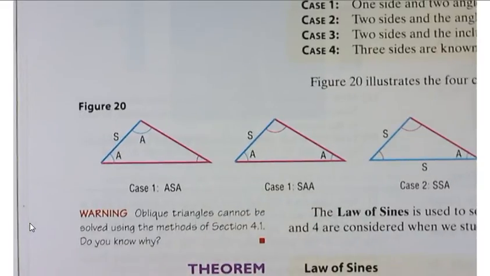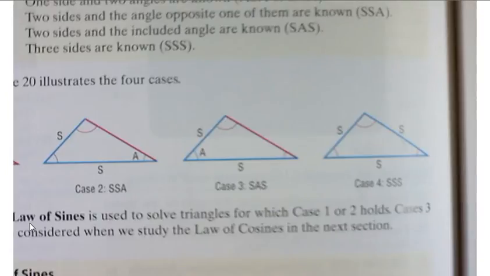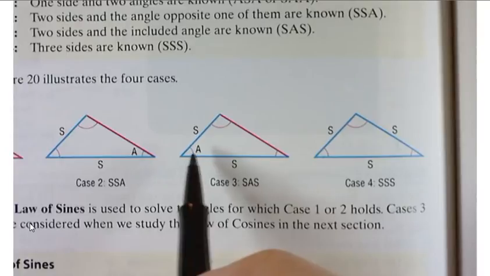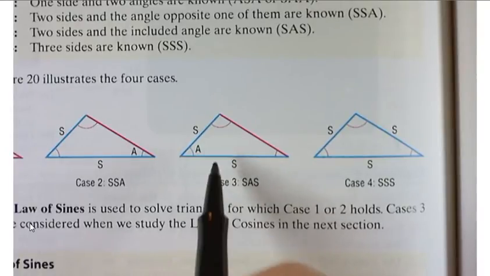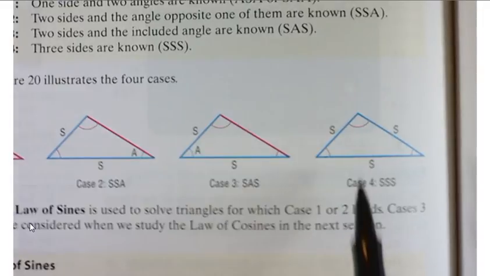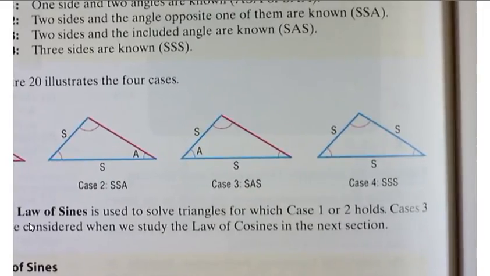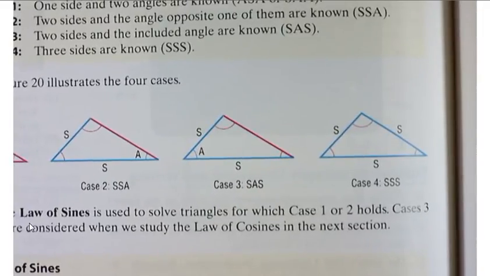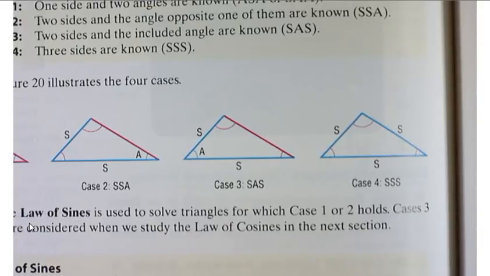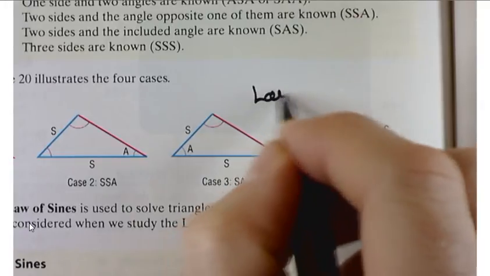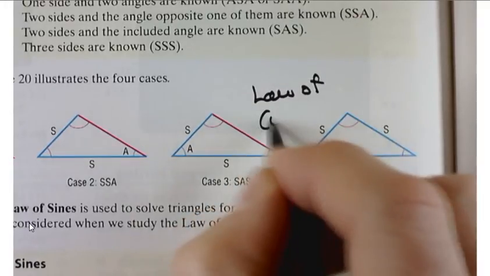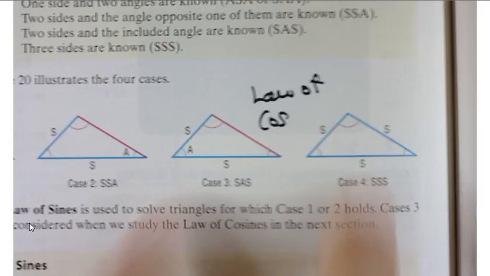But you can't with a side-angle-side type of problem, where the angle that you know is sandwiched between the two sides that you know. Here, we're going to have to use the law of cosines. Side-side-side is another instance where you're going to have to use the law of cosines to solve. So these last two are law of cosines. What's in blue is what you have.